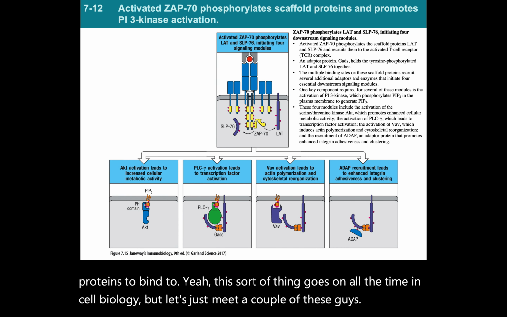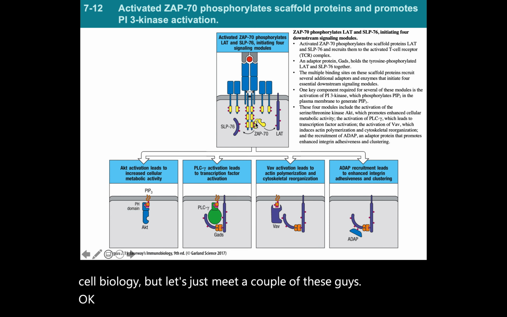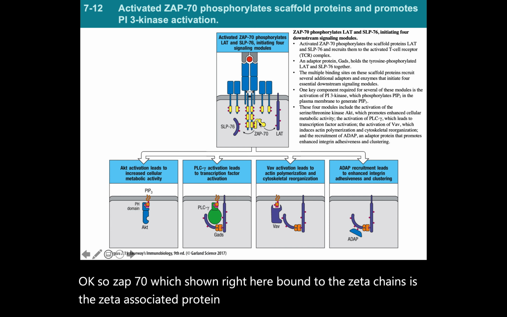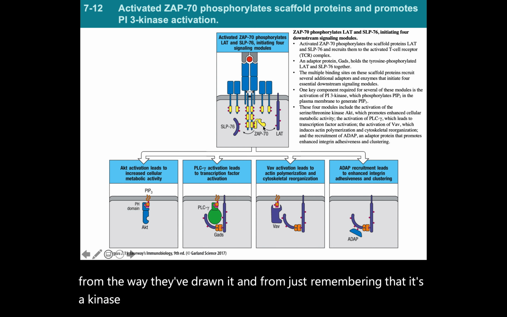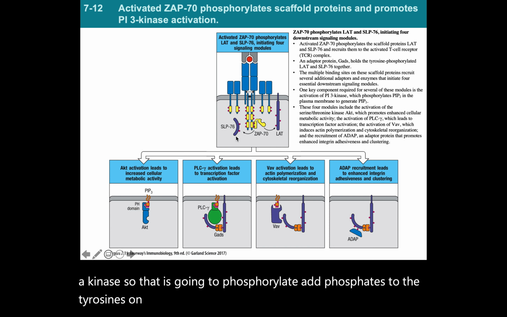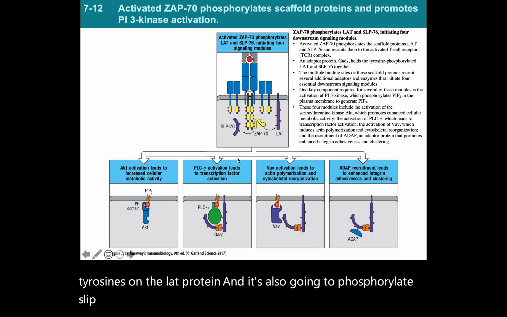Okay, so ZAP70, which is shown right here, bound to the zeta chains. It's the zeta-associated protein, remember? And it's a kinase. You can tell from the way they've drawn it and from just remembering that it's a kinase. So that is going to phosphorylate, add phosphates to the tyrosines on the LAT protein. And it's also going to phosphorylate SLP76. And so that's going to allow us to form a couple of different components.